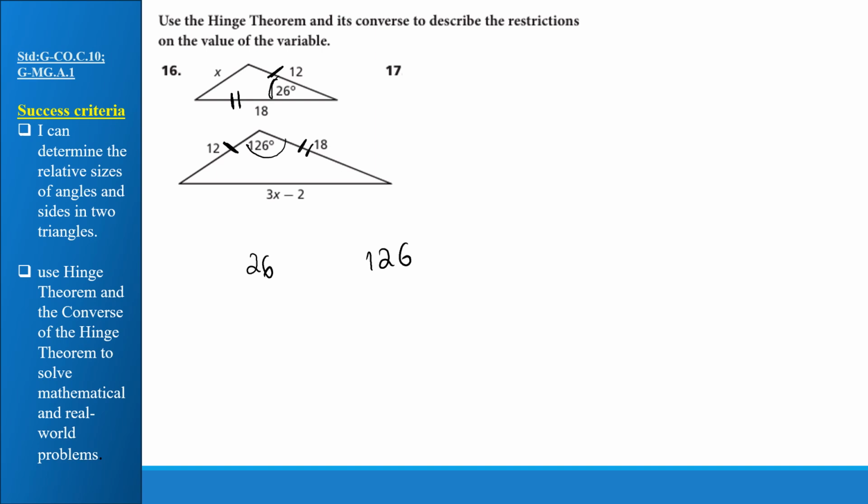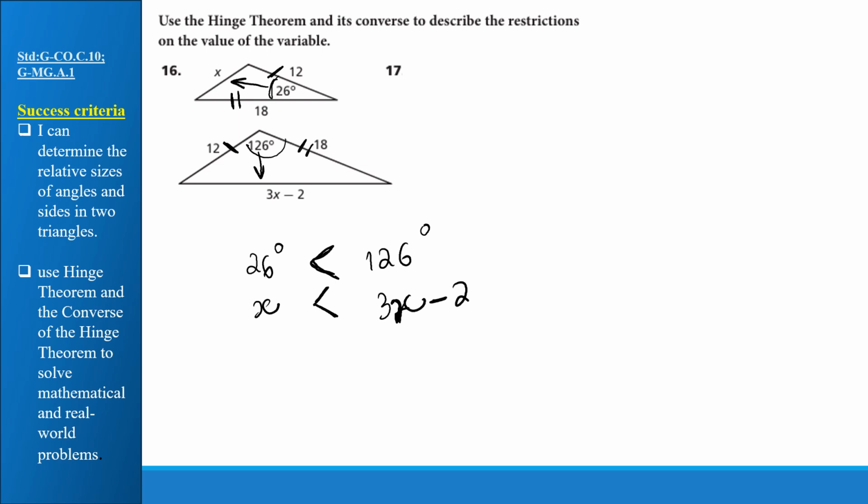So what is bigger? 26 is less than 126. In the same way, just as you compare the two triangles' angle measurements, compare their opposite sides. So opposite to 26 is x and opposite to 126 is 3x minus 2. Whatever sign of inequality you put for 26 and 126, you have to put the same inequality sign while comparing their sides.